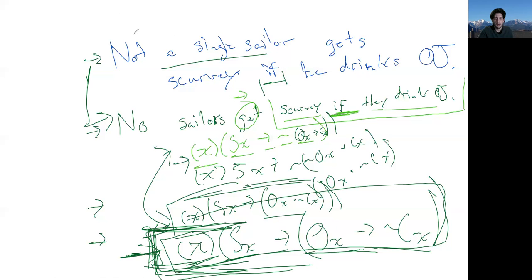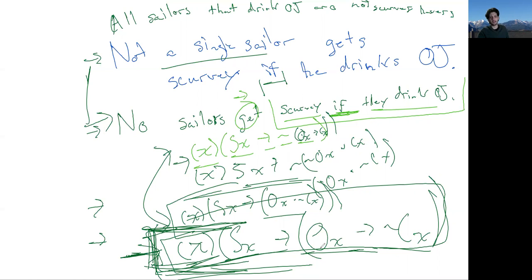We're just saying, this is just all sailors that drink OJ are not scurvy havers. So the idea is, when you have two conditionals here, if you remember exportation from propositional logic, this just means if you're a sailor and you drink OJ, then it's not the case that you have scurvy.